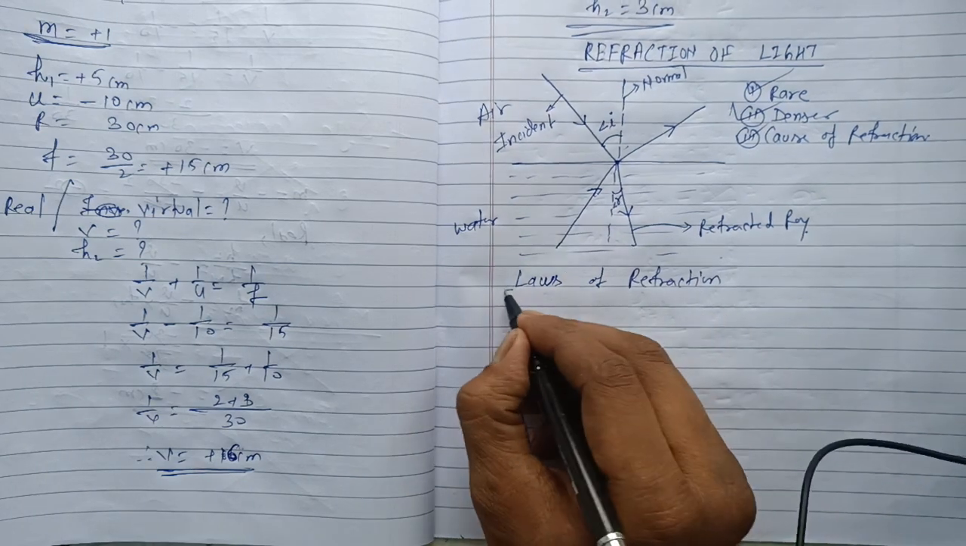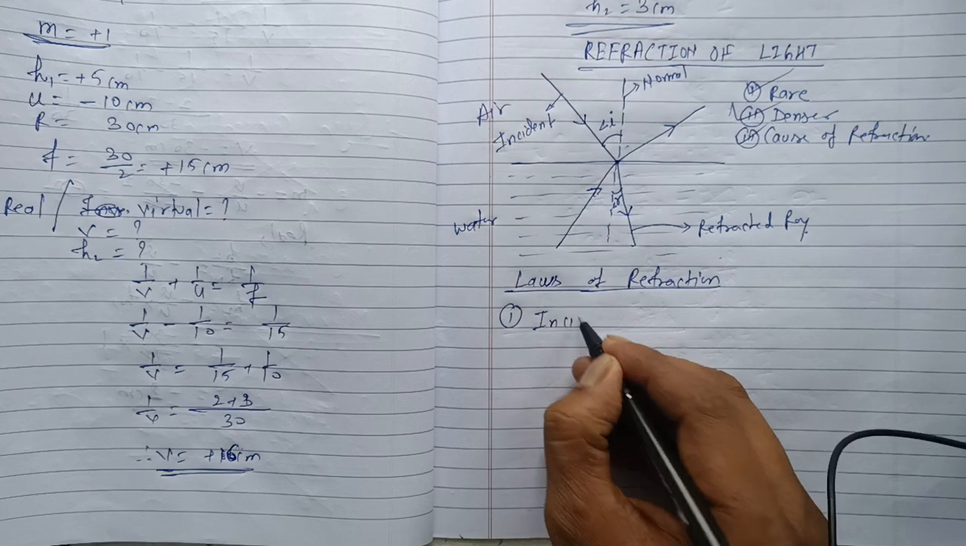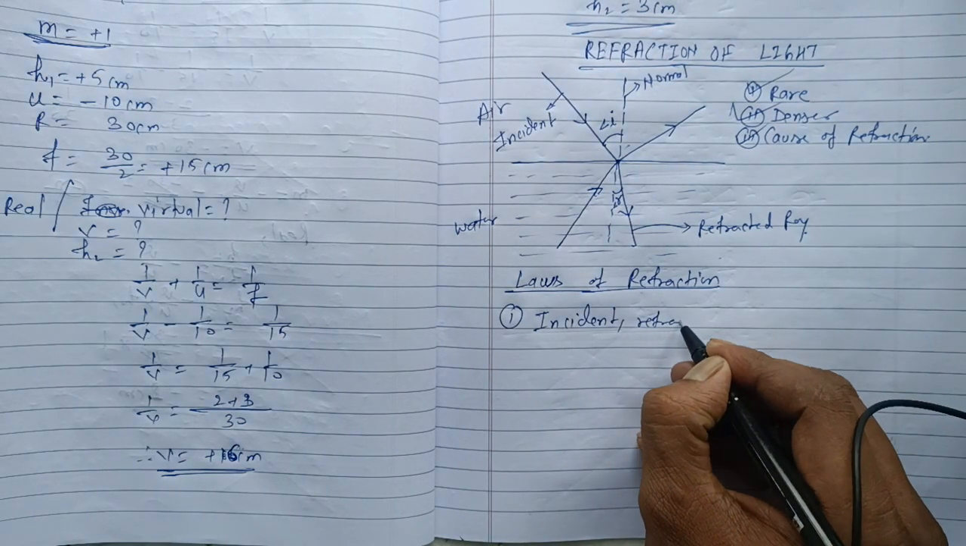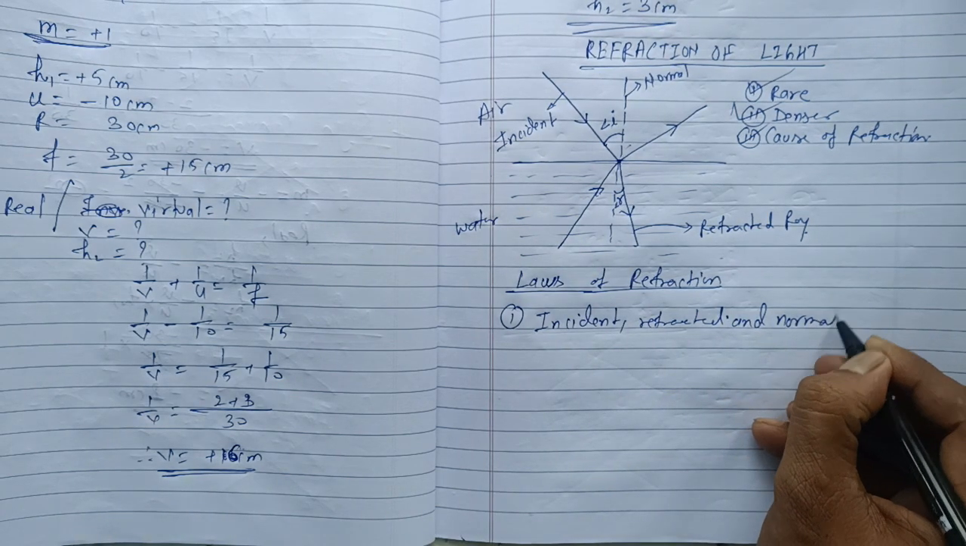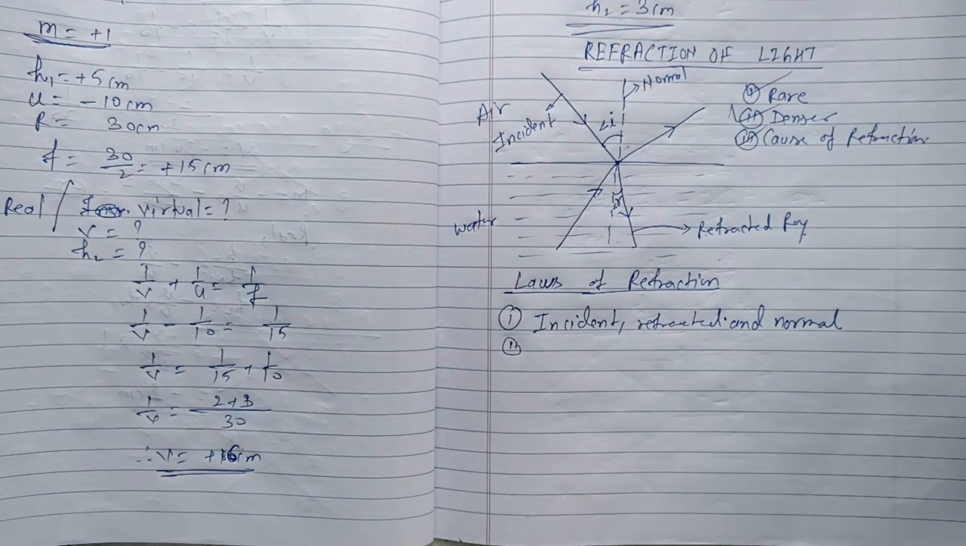One law is a little bit similar. The first law is that the incident ray, the refracted ray and the normal all lie in the same plane. So this is similar to the first law of reflection also. But what is the second law?